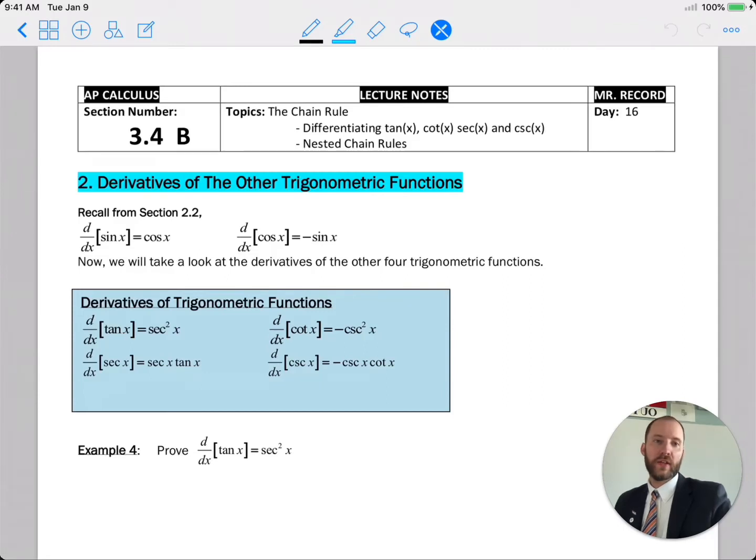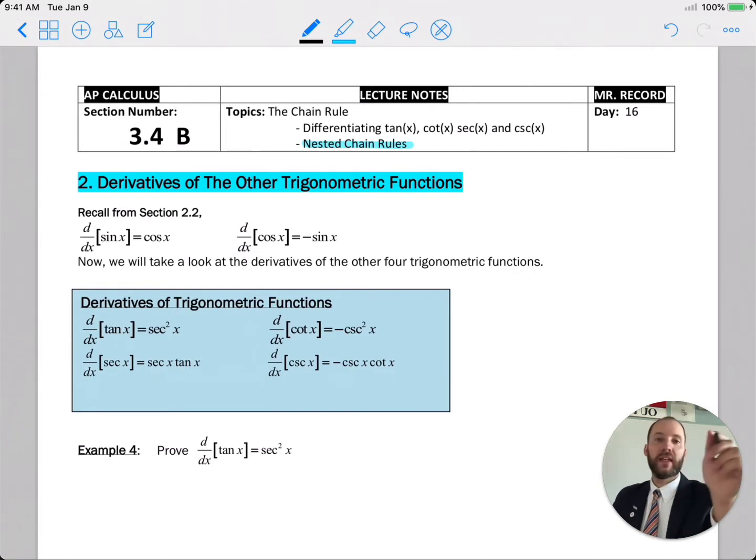The topic we're looking at today is more chain rule, some other rules, tangent, cotangent, secant, cosecant, and then the reciprocal trig functions, but also these wonderful nested chain rule problems. So I love me some composite functions. These nested chain rules are composites within composites. I'm so happy. So remember, section 2.2, there was the sine becomes cosine, cosine gets replaced with negative sine.